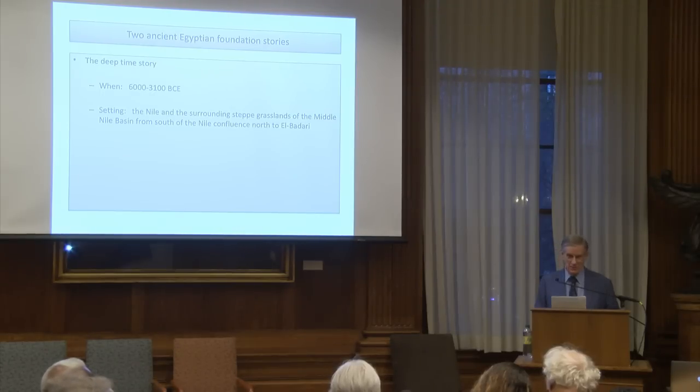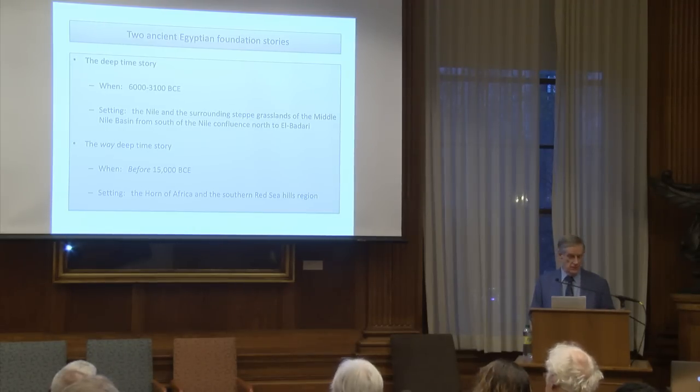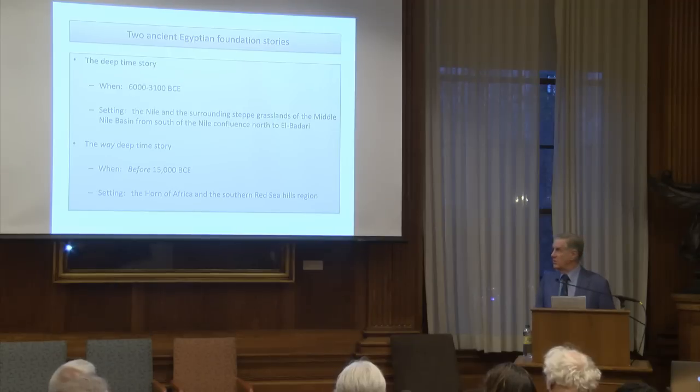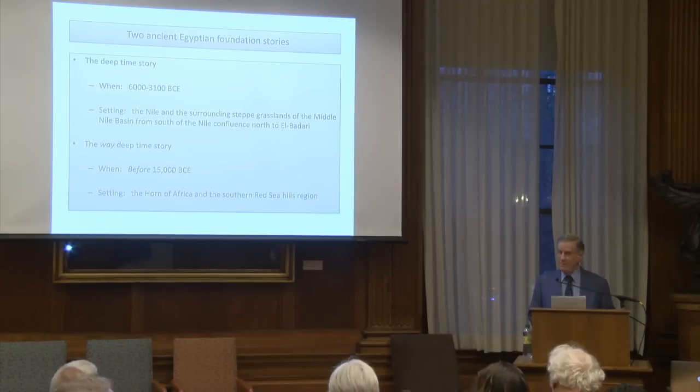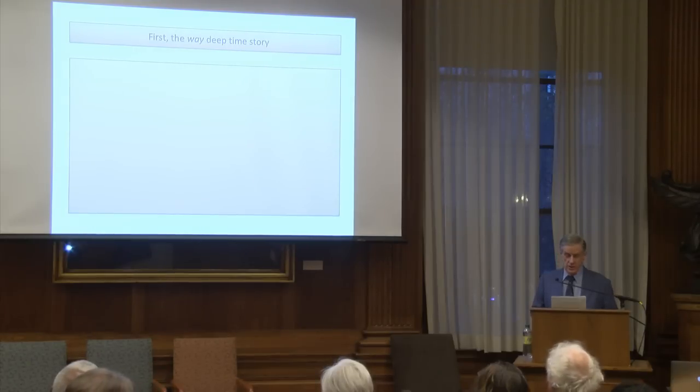But there is also a second story, what one might call the way deep time story, with its beginnings before 15,000 BCE. And the setting for the way deep time story takes us even farther south in northeastern Africa. So to give things their proper historical order, let's do first things first. Let's begin with that earlier way deep story. In doing so, we'll consider the kinds of historical evidence that I'm particularly known for applying, comparative linguistic and cultural evidence, along with archaeology. To excavate this history, we must set out, first of all, the language relationships of ancient Egyptian. Now, ancient Egyptian belonged to the Afroasiatic language family.